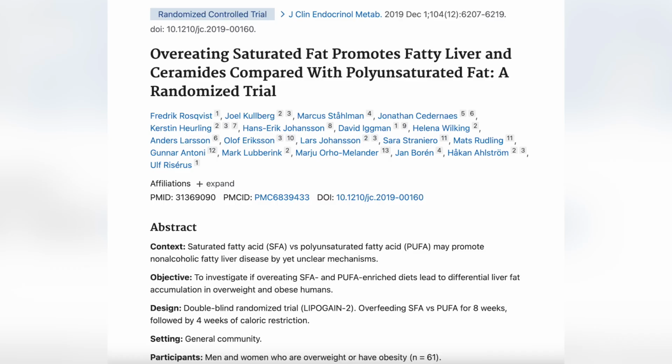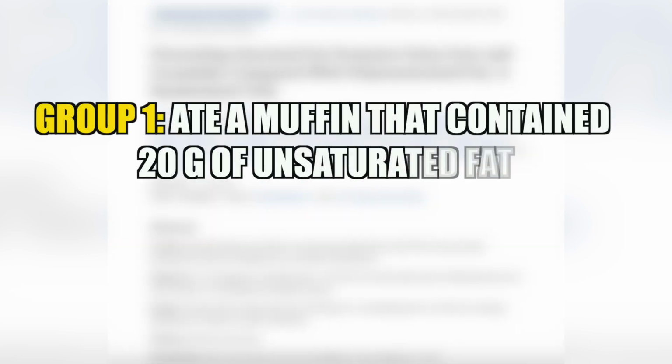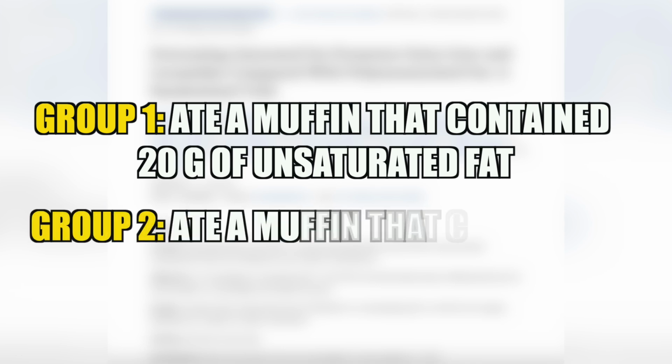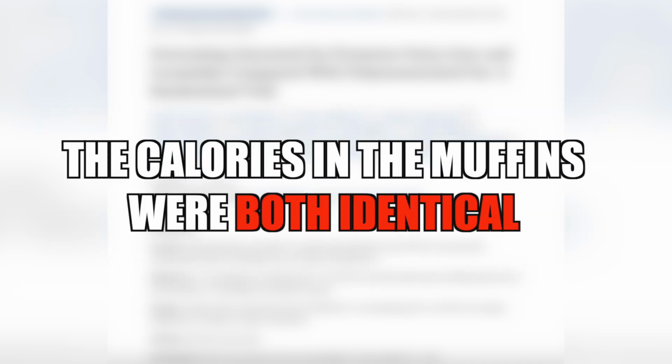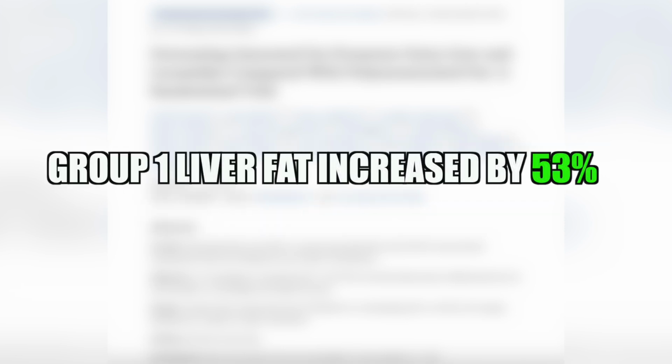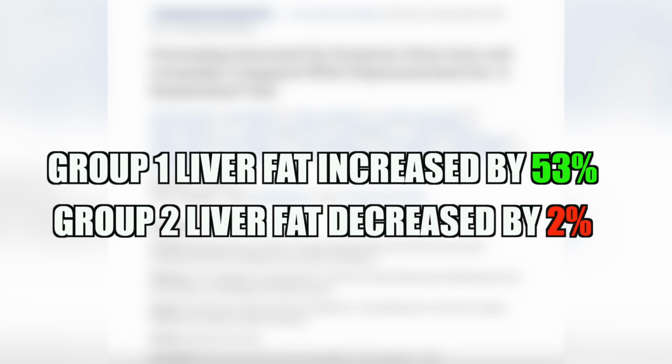So in one study, researchers recruited 61 people with fatty liver. They were divided into 2 different groups. Group number 1 ate a muffin that contained 20 grams of saturated fat on top of the regular diet. Group number 2 ate a muffin that contained 20 grams of polyunsaturated fat on top of the regular diet. The calories in the muffins were both identical. After 8 weeks, group number 1 that ate the saturated fat muffin, their liver fat increased by 53%. The other group, their liver fat decreased by 2%, which means that despite identical calories, the composition of the calories matters a lot for fatty liver, but not for cholesterol and not for fat loss.